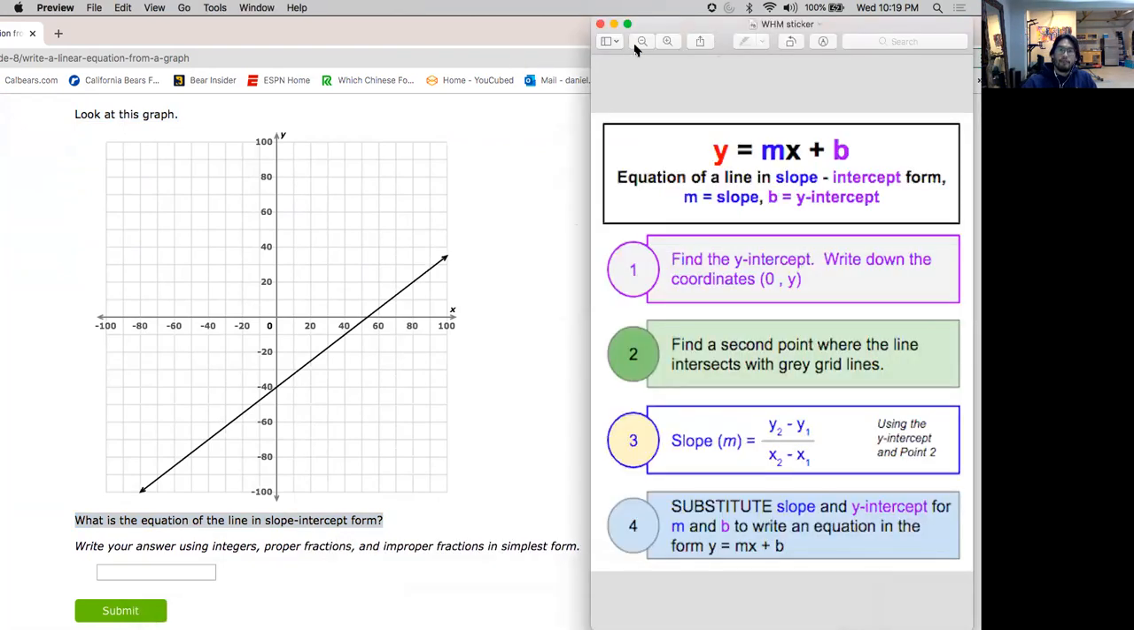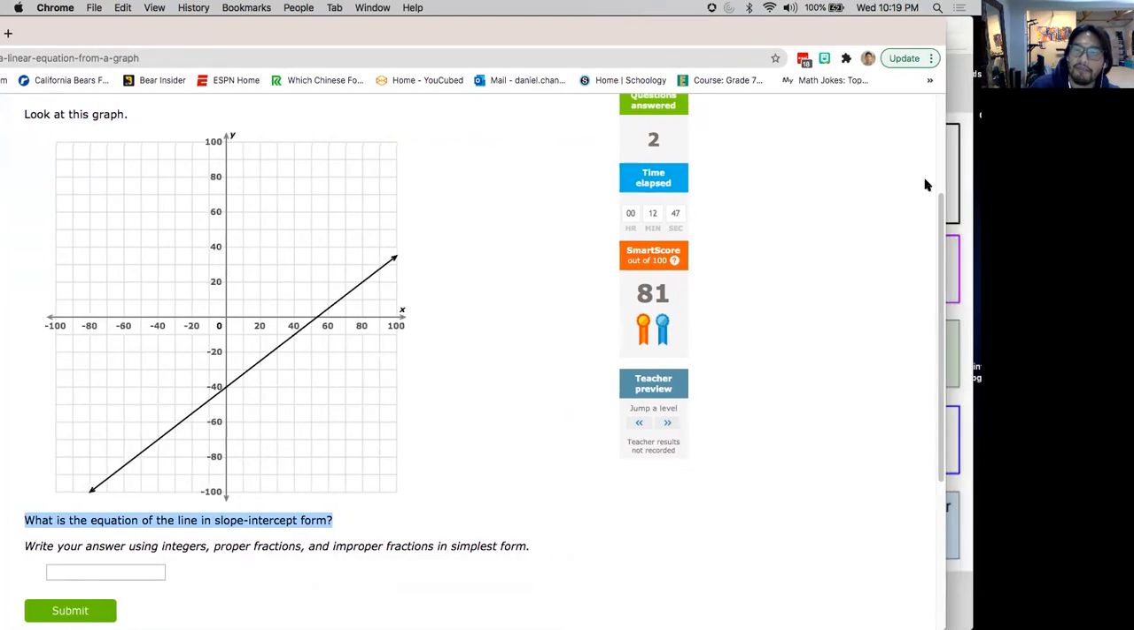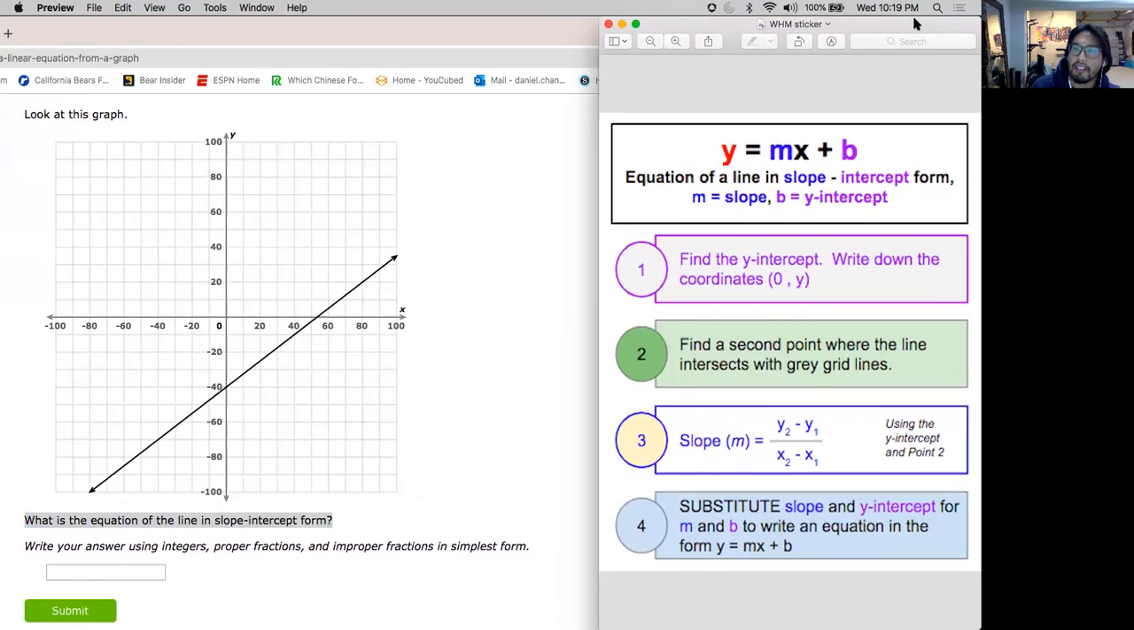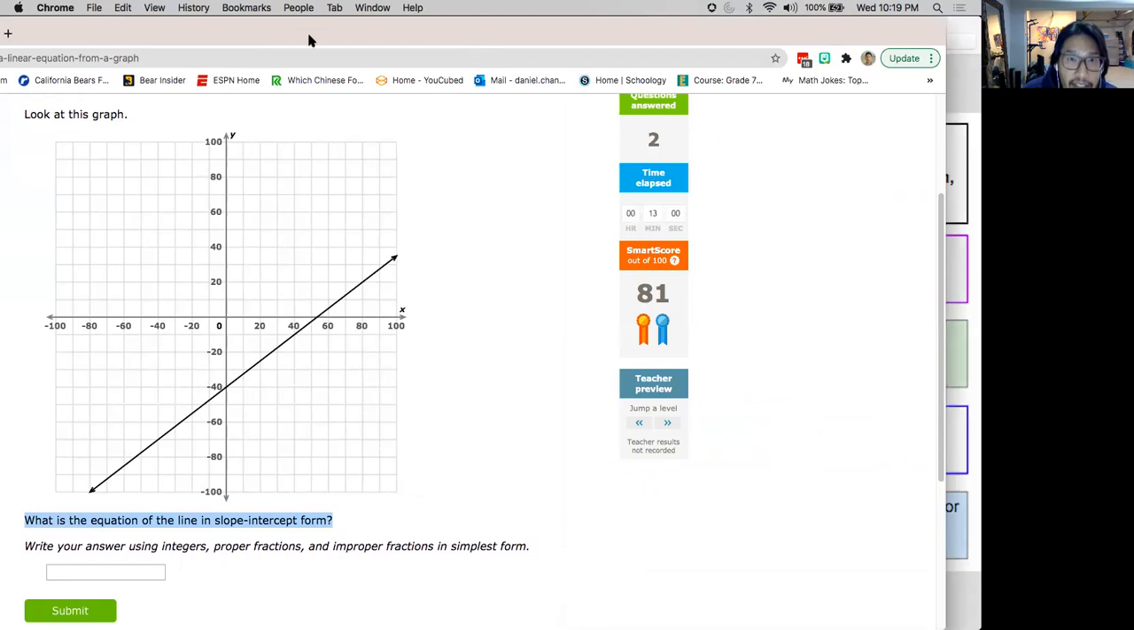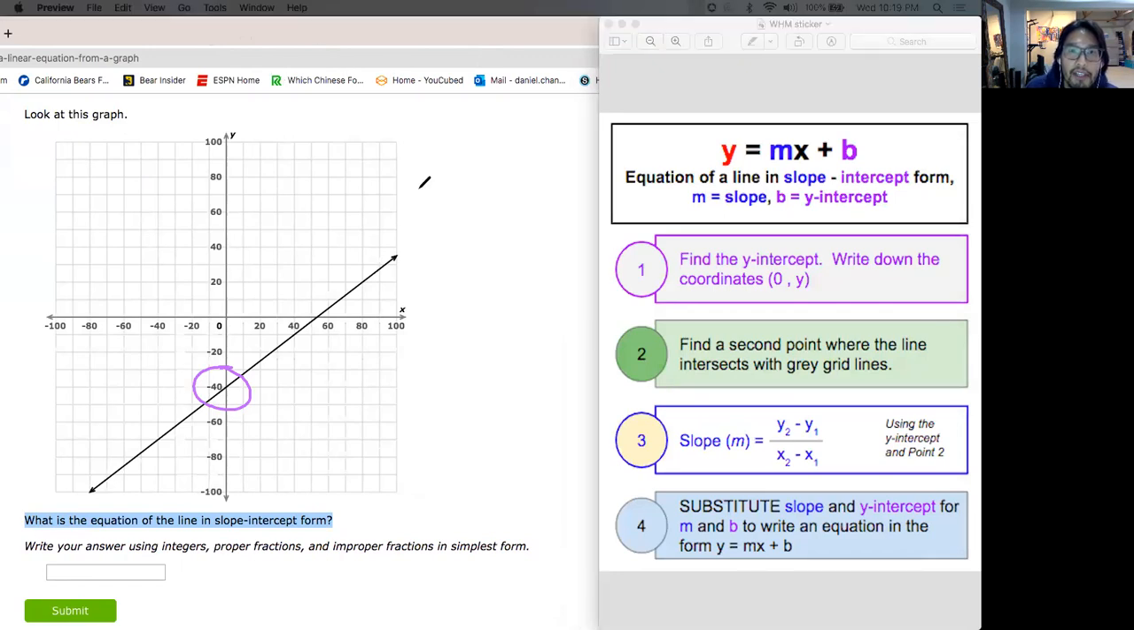Here we go. Here's my 4-step process to create a specific equation for this line. All right, here we go. Let's get my desktop set up. Step one, let's find our y-intercept. And right there, that is my y-intercept. That is where my line is crossing the y-axis. So, step one, we have identified our y-intercept.